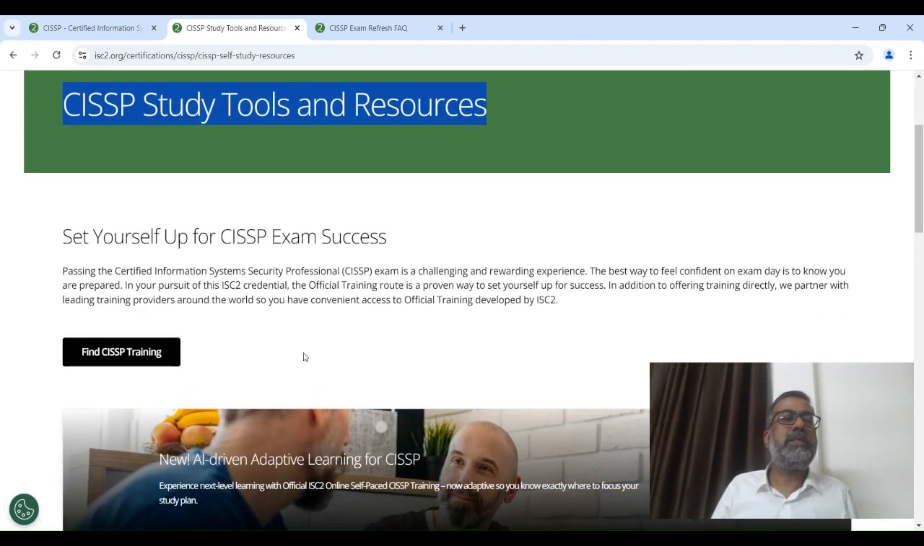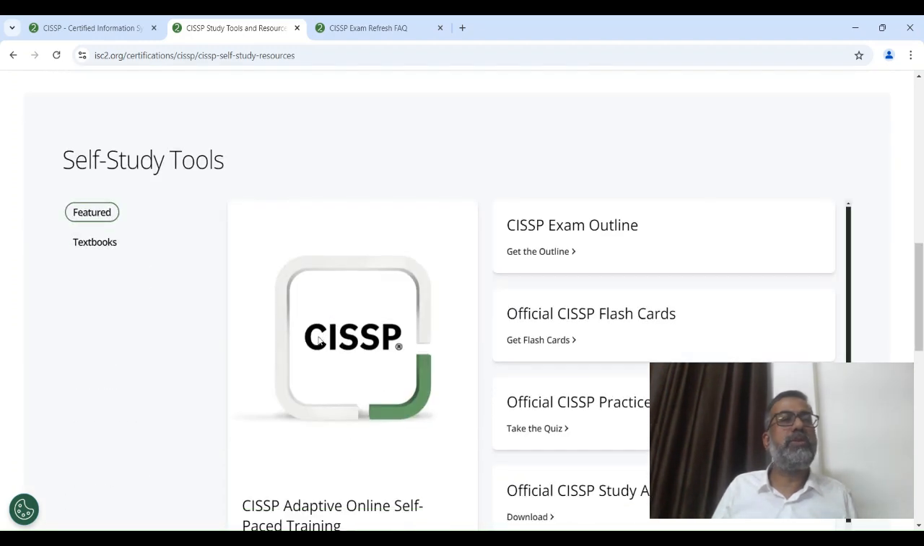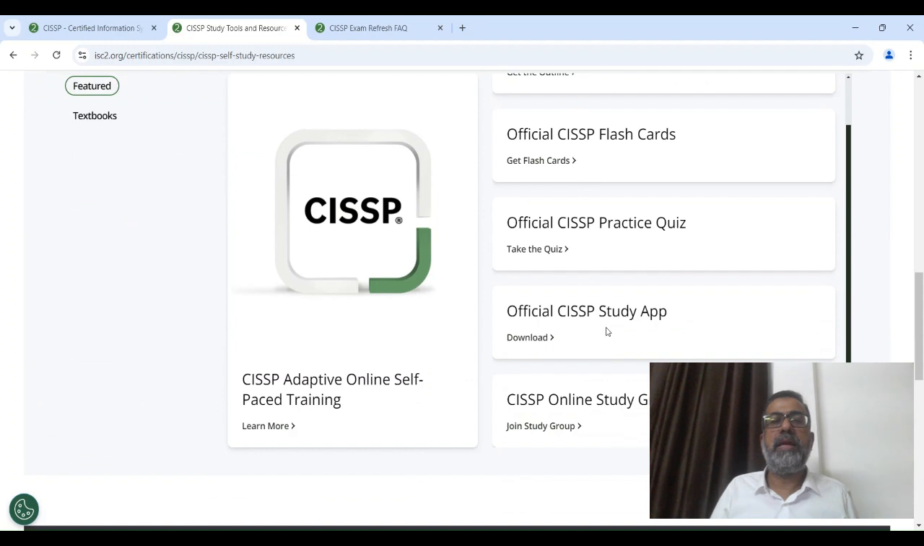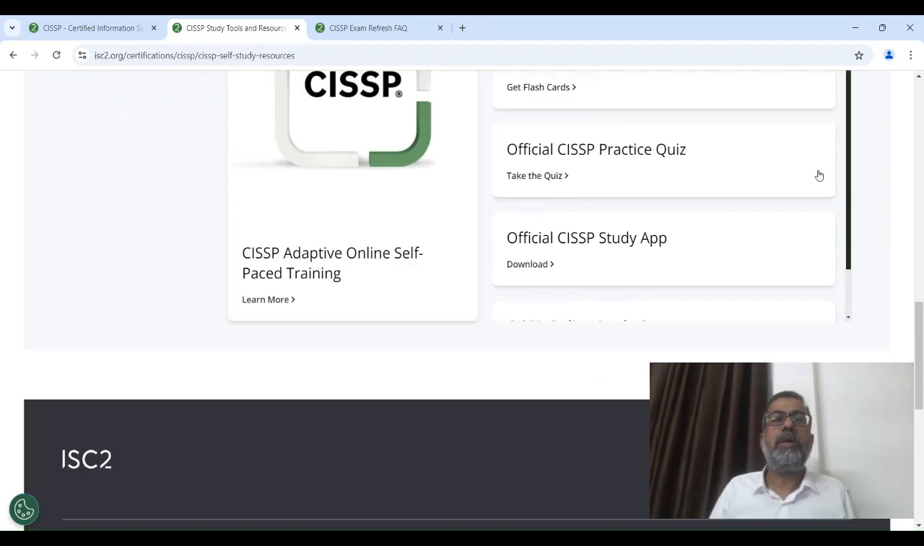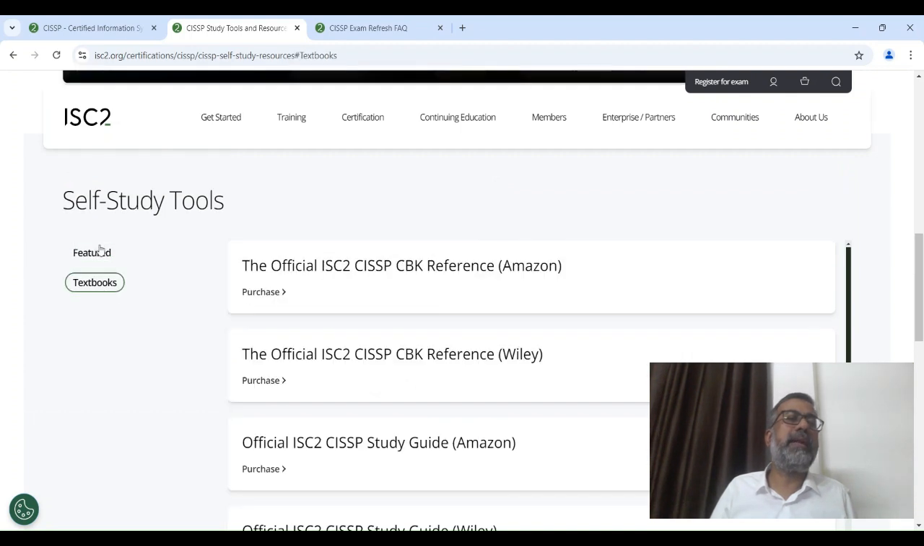If you look, we have got many resources. There are self-study tools. In fact, some of them are featured, for example, the exam outline, as I mentioned, flashcards, practice quiz. There is a study app and all. There are online study groups also. So these are some of the featured ones, as well as you have got the textbook.